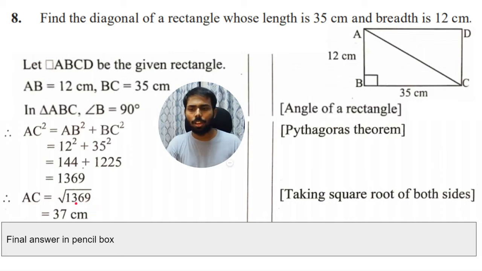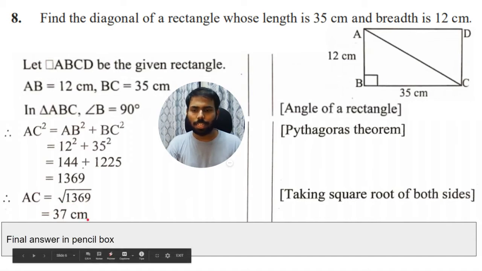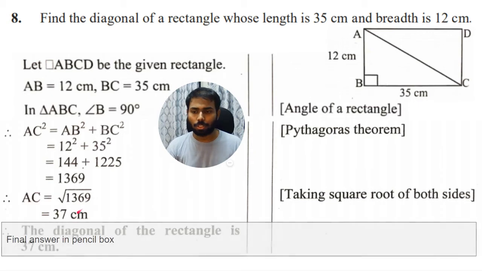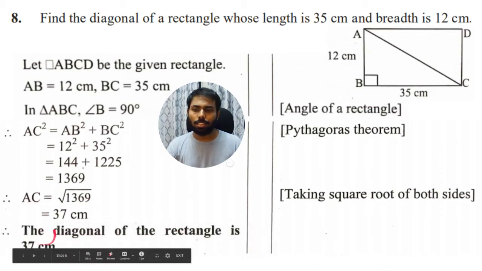Okay, great. So AC you get as 37 centimeters. So you put the final answer in statement form and put it in pencil box. So the diagonal of the rectangle is 37 centimeters. You put this in pencil box and you're done with question number 8 as well. Okay, we're going to move ahead.